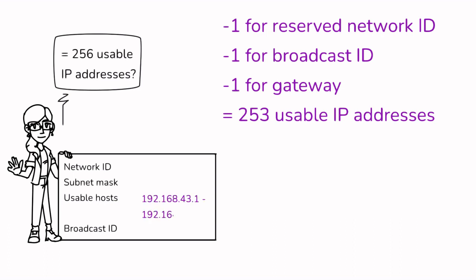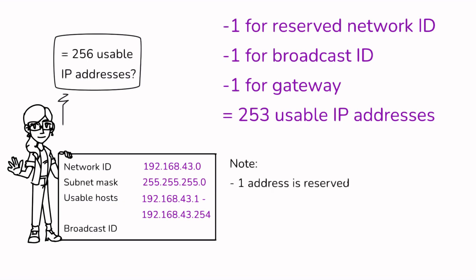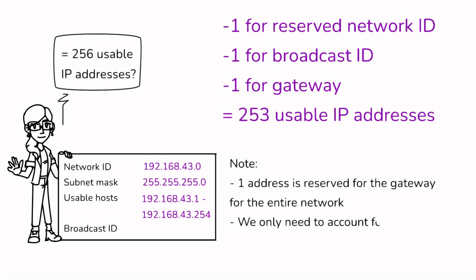First, we have to be able to identify the network itself, so the first IP address in the range is always reserved for the network. In this case, it's 192.168.43.0. That's the network address. Another IP address will be reserved for the default gateway.